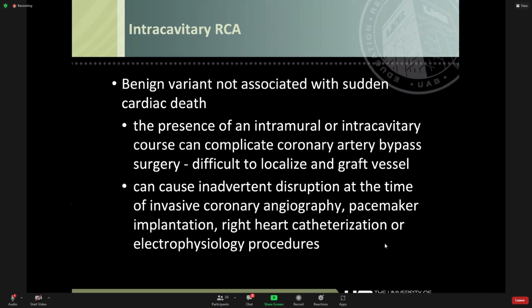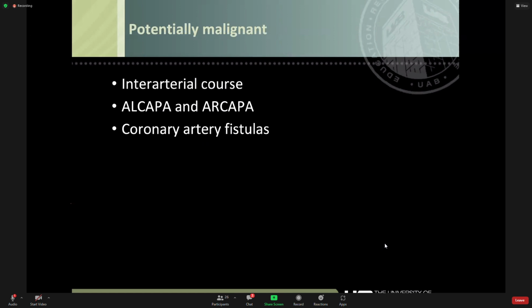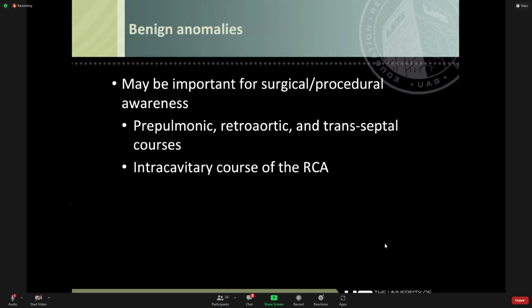And so the potentially malignant coronary arteries are the ones where people will need referrals, like the interarterial course. There's some debate about what to do with the right, but they would all need at least a workup for it. ALCAPA and RCAPA are treated, and coronary artery fistulas, especially if they're large, will be treated. Benign anomalies can be important for surgical or procedural awareness, and these are the prepulmonic, retroaortic, and transseptal courses, as well as the intracavitary course of the RCA.